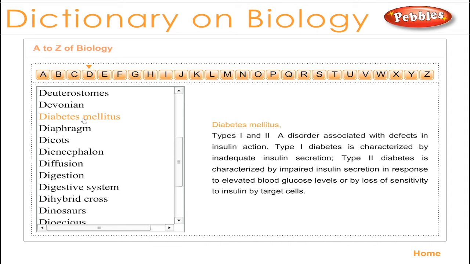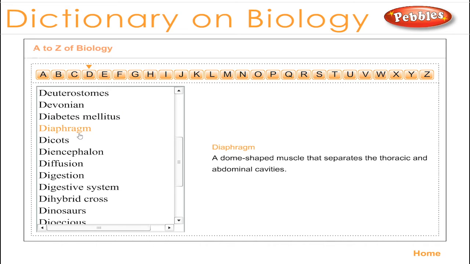Diabetes mellitus types 1 and 2, a disorder associated with defects in insulin action. Type 1 diabetes is characterized by inadequate insulin secretion. Type 2 diabetes is characterized by impaired insulin secretion in response to elevated blood glucose levels or by loss of sensitivity to insulin by target cells. Diaphragm, a dome-shaped muscle that separates the thoracic and abdominal cavities.